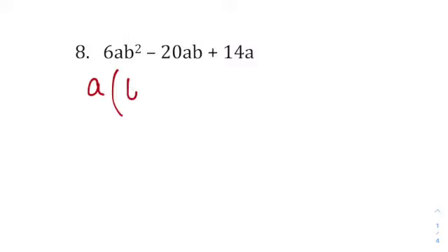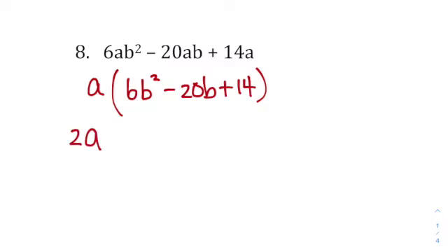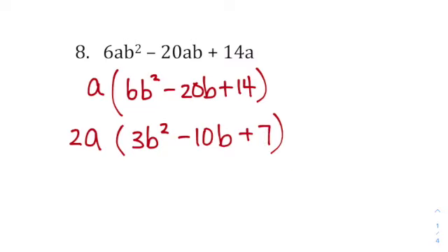So that's going to be 6b squared minus 20b plus 14. Oh, and then you look at it and you say, wait a minute, there's still 2 in common. So we can do 2a. So that's going to be 3b squared minus 10b plus 7. And let's see, can we try to factor it? So that's going to be 1 and 3 on top here. And this is going to be 1 and 7. Oh, there's definitely a possibility.